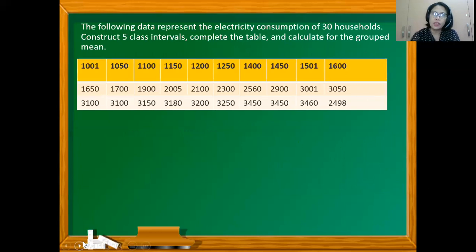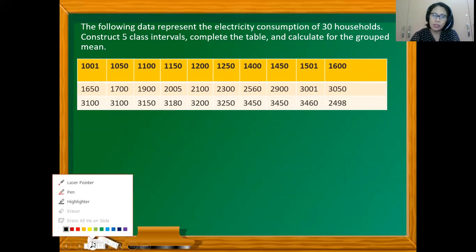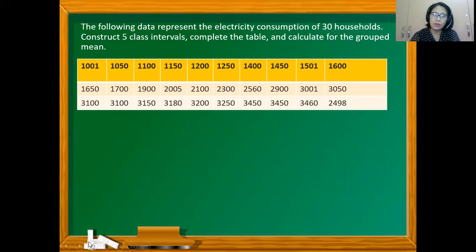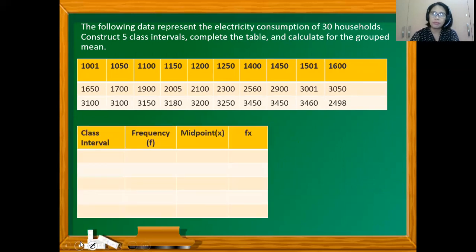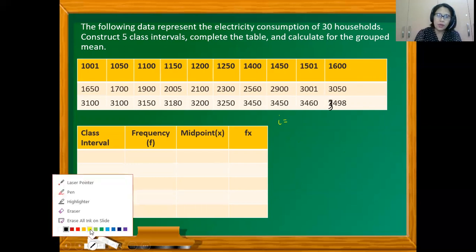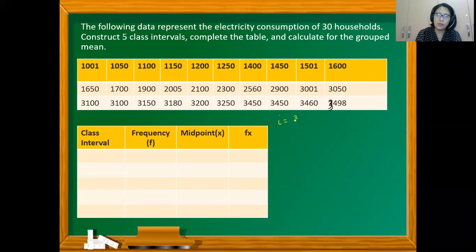The following data represents the electricity consumption of 30 households. Construct 5 class intervals. Complete the table as what we did in the first example and calculate the group mean here. So we have to work on i, and this should be 3498, the last value. So solving for i is working on the difference between 3498, which is the highest value, minus the lowest value, divided by 5, since we are going again to construct 5 classes.